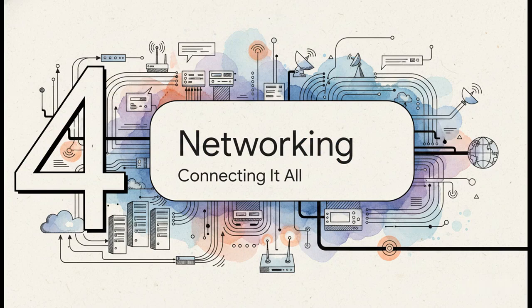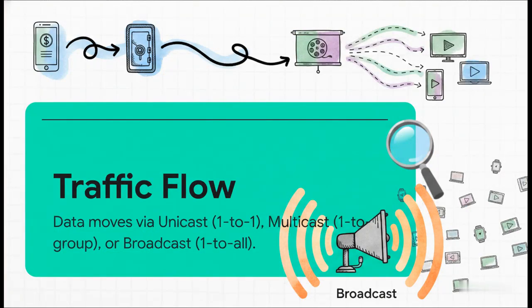And finally, Section 4, connecting it all through networking. We've covered the hardware, the software, those massive cloud data centers, but none of this matters if these machines can't actually talk to each other. When data moves across a network, it flows in one of three primary ways, and understanding this is absolutely key. First up is unicast. This is simple one-to-one communication. So when you log in to check your personal bank balance, that's a direct, private unicast conversation happening between your phone and the bank server.